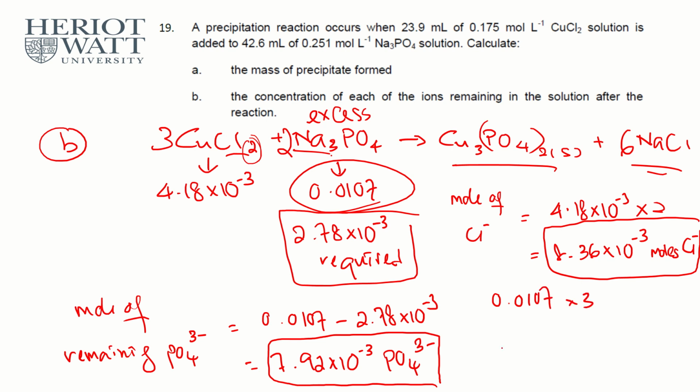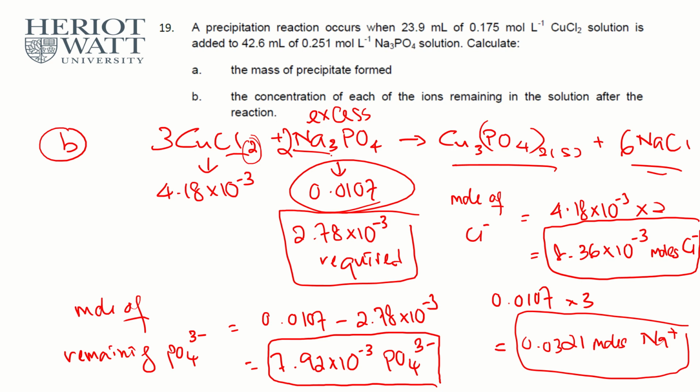Okay, so 0.0107 times 3, because this is the total ions we have. 0.0107 times 3, you will get the mole of sodium ions. All right, let me calculate. You will have 0.0321 moles of what? Sodium plus. See that? So you have all these moles.